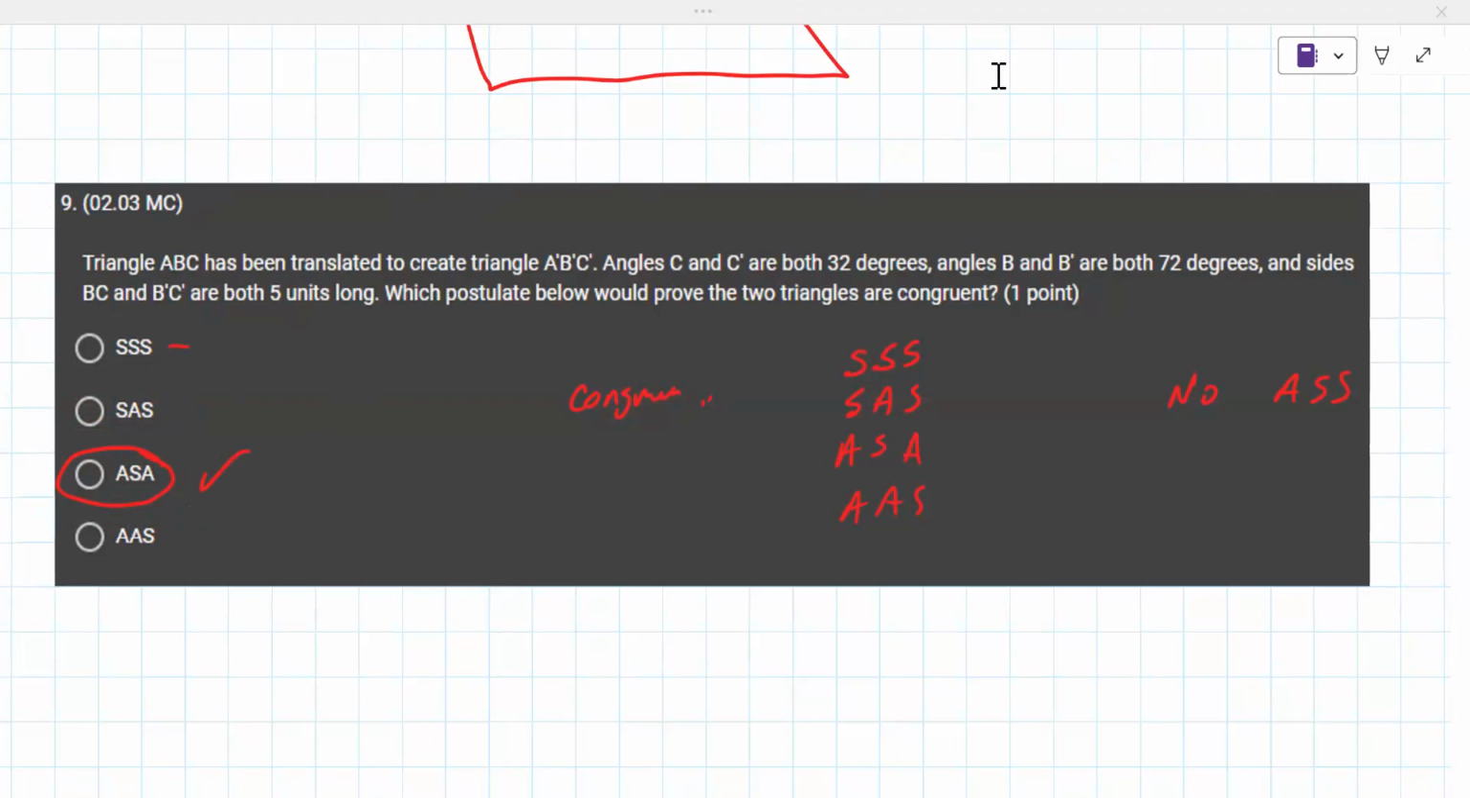We got through nine here. So if you want to queue up a few more questions.